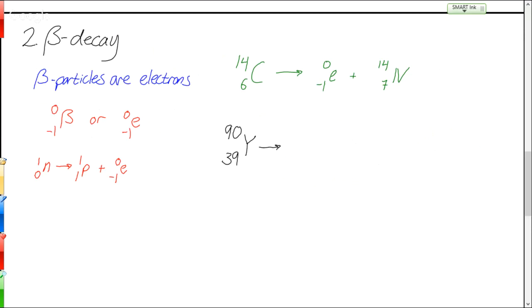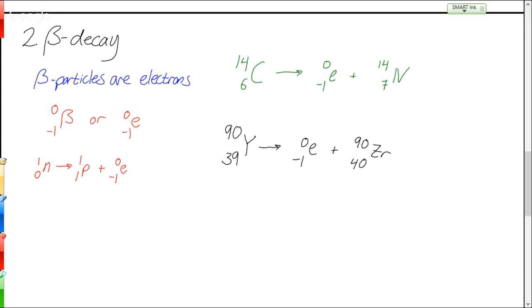All right, so what do you get? Zirconium, yeah. So we got our beta particle and then zirconium 90. So all we're doing is just -1. Yep. So that's beta decay.